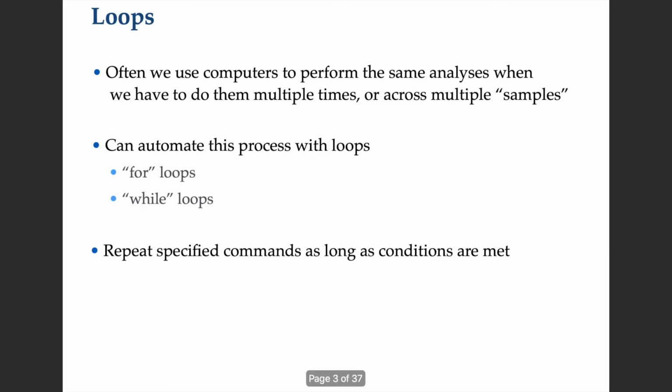references. So one of the more important parts of programming is learning how to use what are called loops. And yeah, you'll see what these are. So often we use computers to perform the same analyses when we have to do them multiple times or across multiple samples. And so we can automate this process with loops. And there's two main types of loops, regardless of the programming language. So there's for loops and while loops. And what these do is they repeat specified commands as long as certain conditions are met. And so we'll walk through what this means.